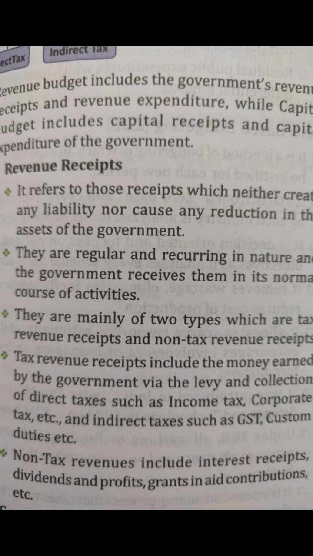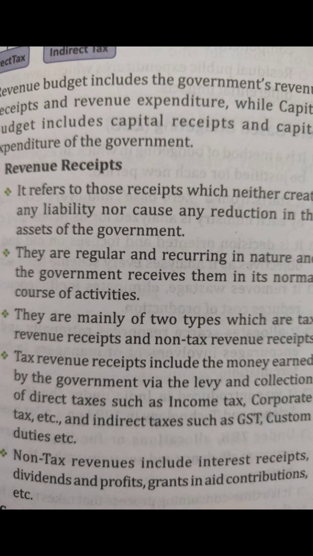2 types of revenue receipts. 1. Tax revenue. 2. Non-tax revenue. A. Tax revenue. This is the biggest way the government earns money. A tax is money the government collects from people and businesses. Everyone has to pay taxes, and this money is used for public services like building roads, schools, hospitals, etc.